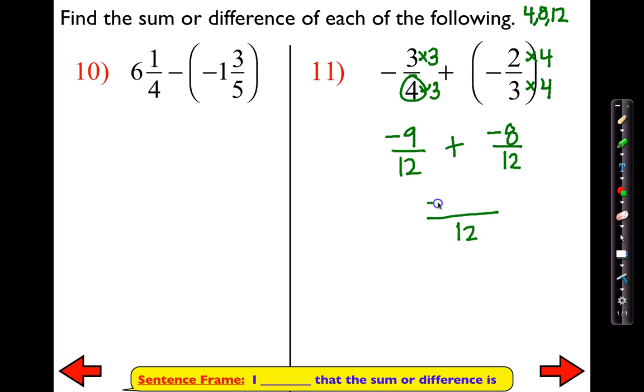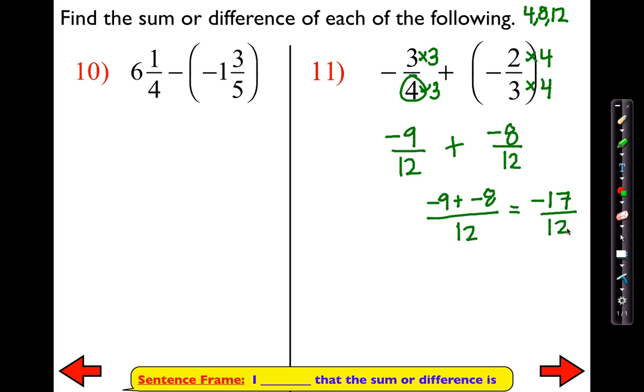We're going to go ahead and write negative 9 plus negative 8. There are definitely more negatives. There's 9 negatives and 8 negatives. So altogether there are 17 negatives and 0 positives. So there are 17 more negatives than positives. And 12 is going to remain our denominator.